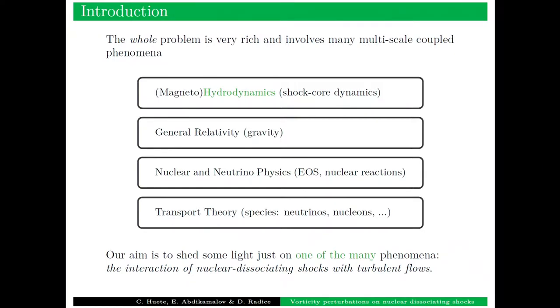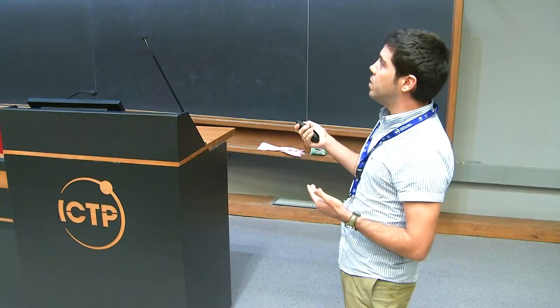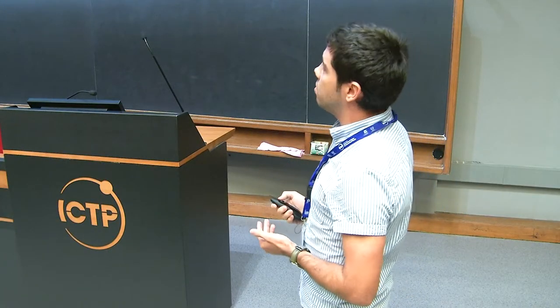So for these reasons, I will look from the theoretical point of view at the interaction of these nuclear dissociating shocks when they encounter isotropic turbulence upstream. Okay, so this is a brief sketch of the problem. We have a shock wave that right behind it is dissociating nuclei, heavy nuclei. And this is an endothermic process, which is important. There are perturbations upstream, and these perturbations are amplified after the shock front. So the shock reacts to these perturbations as it reacts to the nuclear dissociation degree.